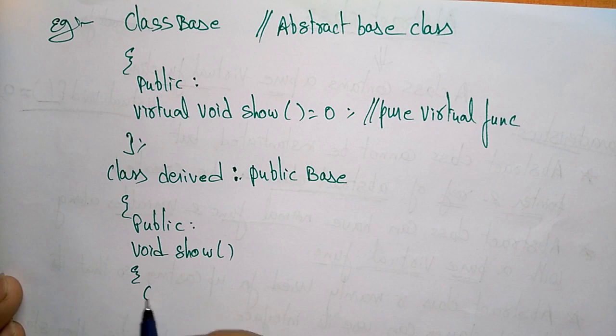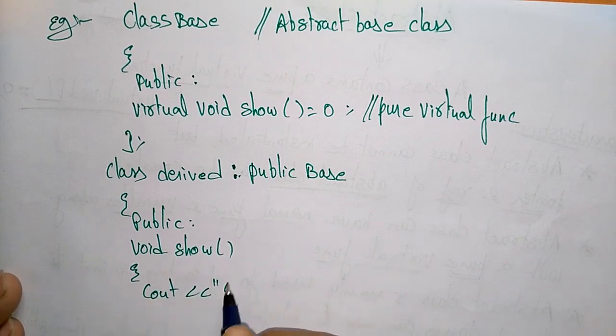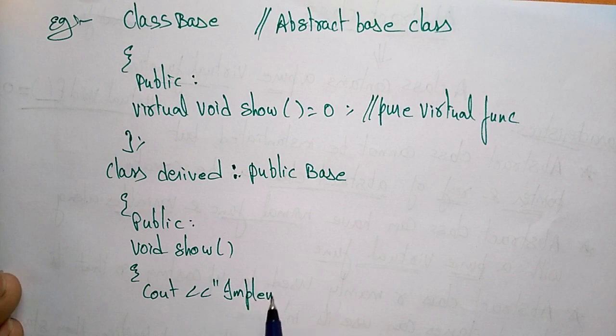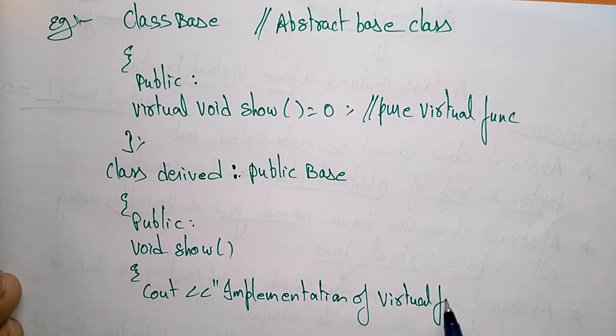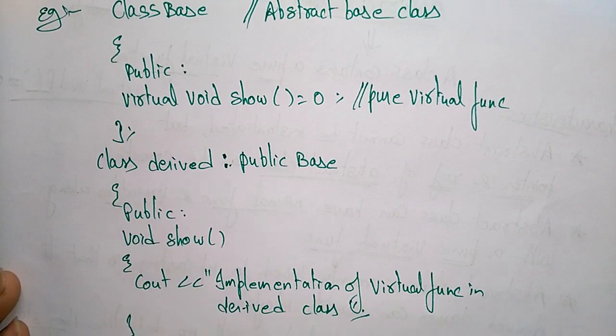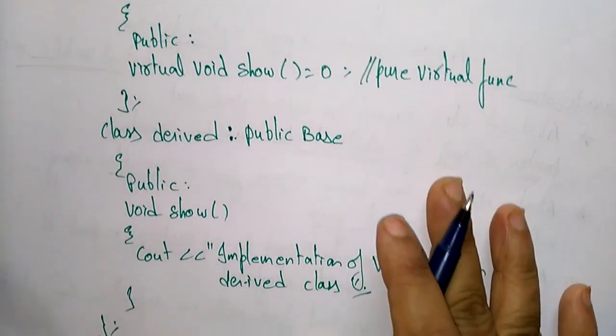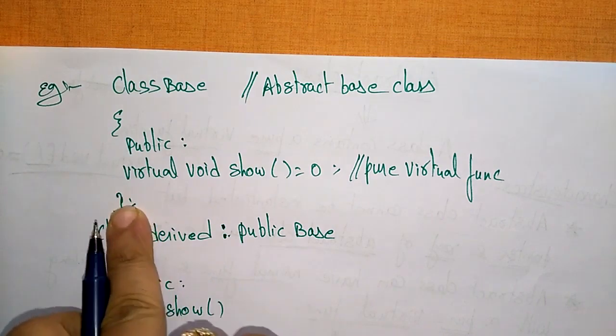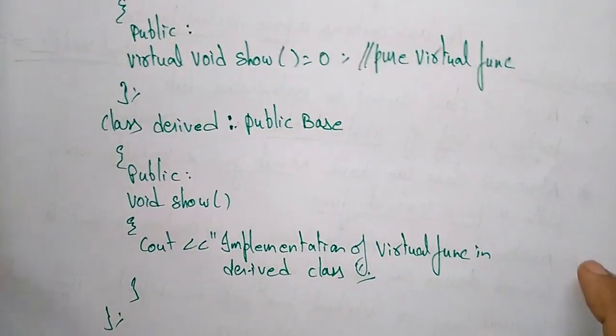Show. cout. What definition am I writing? Just printing the value like cout, "Implementation of virtual function in derived class." Just I am printing this value message. Class ends. Okay, so this base class ends and the derived class ends.